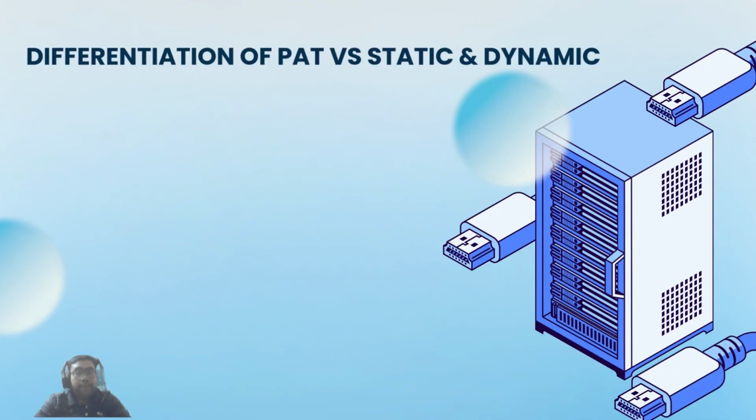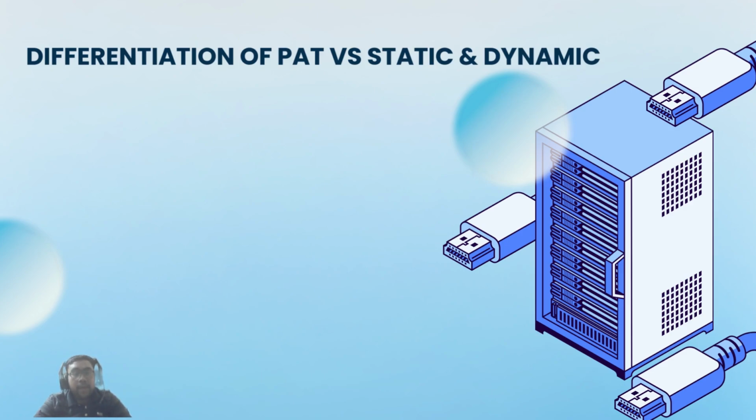Now let's compare all three types of NAT. We have static NAT, dynamic NAT, and also PAT, or port address translation. Static NAT provides one-to-one mapping between private and public IP addresses. This allows devices to be accessed from outside of the network, but it requires a high number of public IP addresses and also has very low scalability.